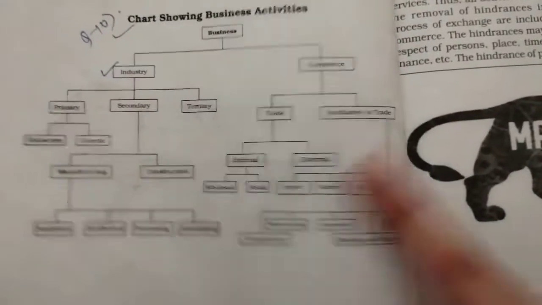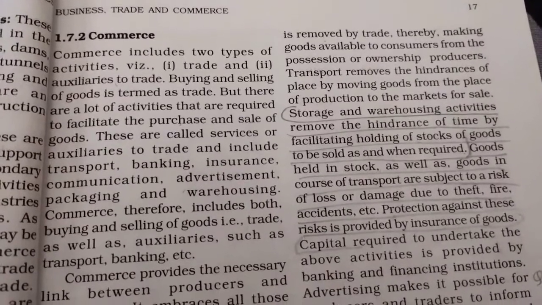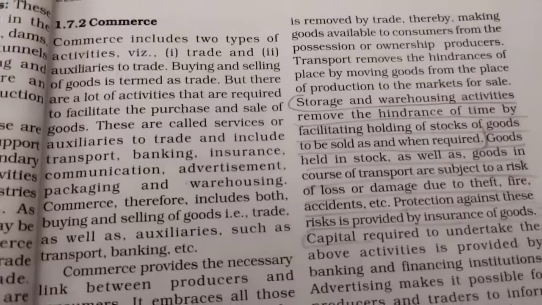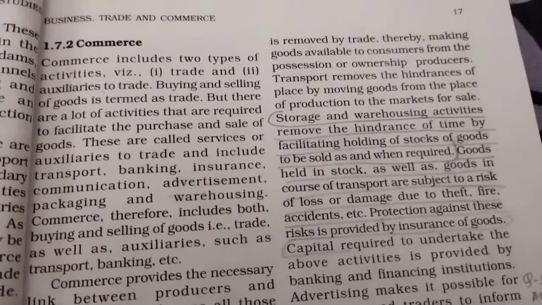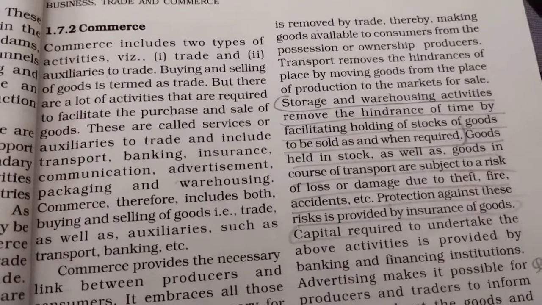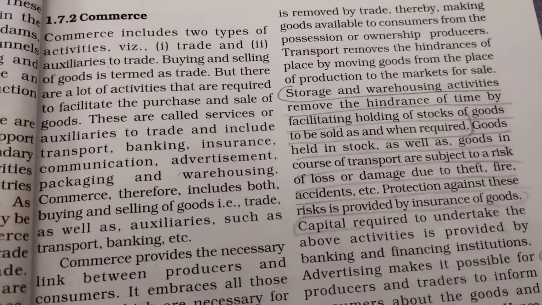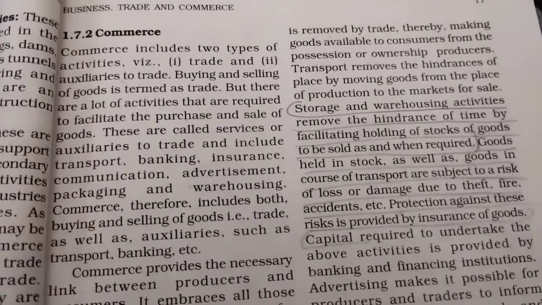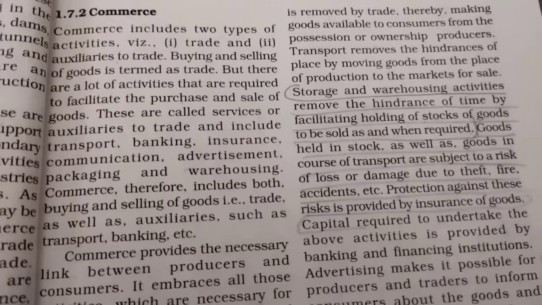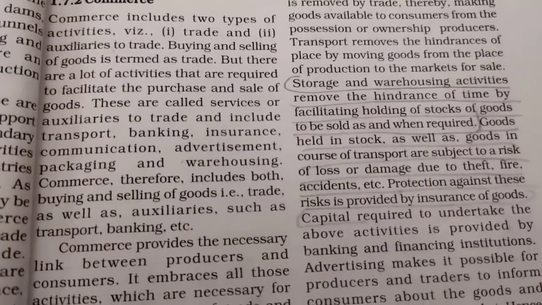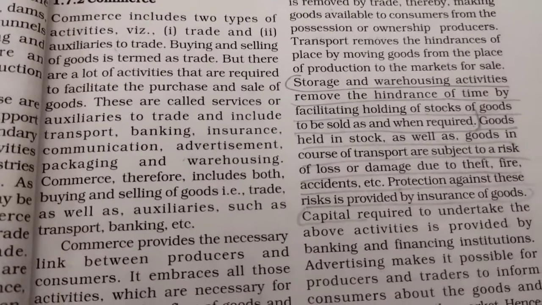So let's get started. I am explaining the commerce part. Commerce includes two types of activities, that is trade and auxiliaries to trade. Buying and selling of goods is termed as trade, but there are a lot of activities that are required to facilitate the purchase and sale of goods. These are called services or auxiliaries to trade. These assist the trading activities. This includes transport, banking, insurance, warehousing, advertising, and packaging.